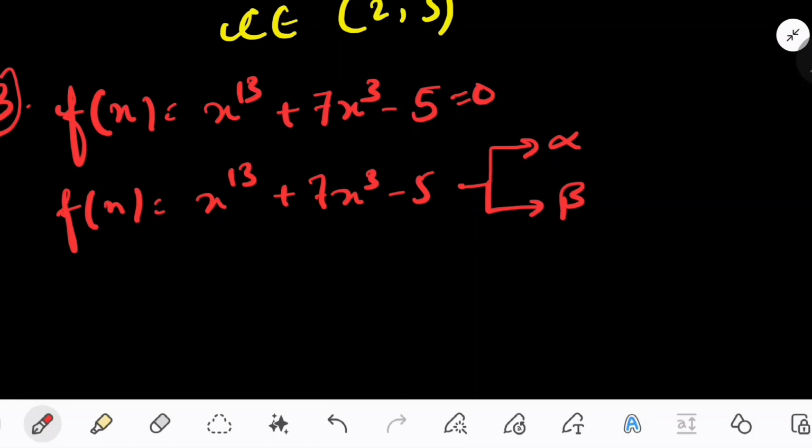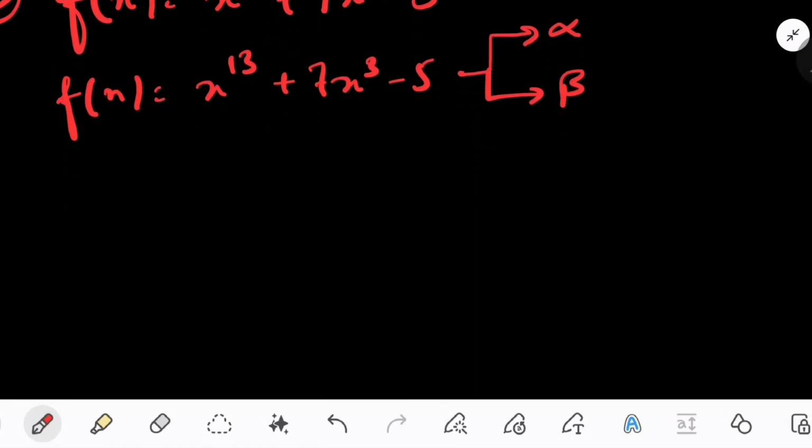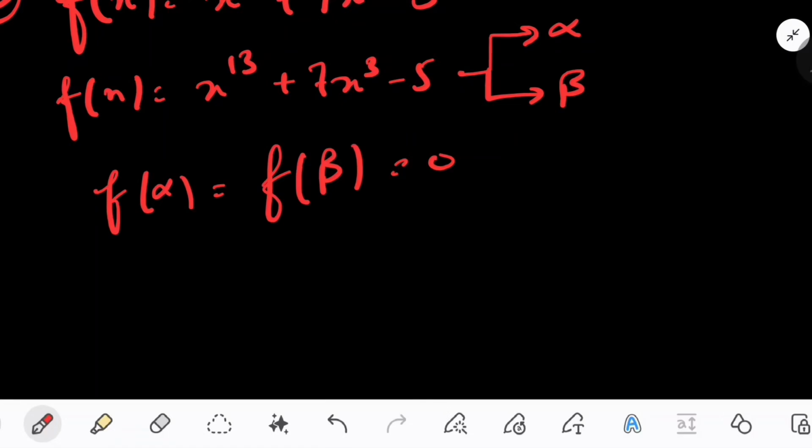So let's first of all see what it is. Just observe that it is a polynomial again, so it is continuous and differentiable, so I'm not writing it out. And observe that f at alpha will be equal to f at beta will be equal to 0, since they are the roots. They both are the roots, right?